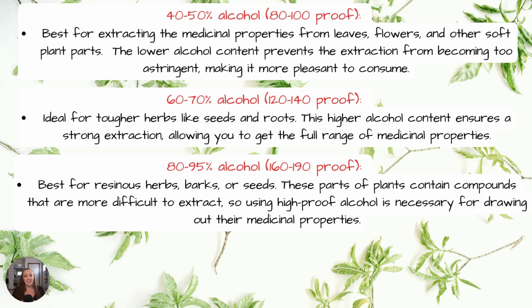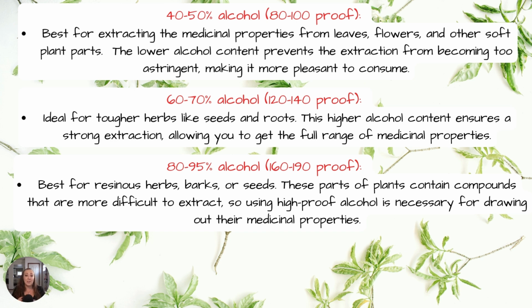So just to break it down a different way, 40 to 50% alcohol or 80 to 100 proof is best for extracting the medicinal properties from leaves, flowers, and other soft plant parts. The lower alcohol content, though, will prevent the extraction from becoming too astringent and therefore making it more pleasant to consume. Listen, if your medicine tastes gross, nobody is going to take it. That is another thing just to take into consideration.